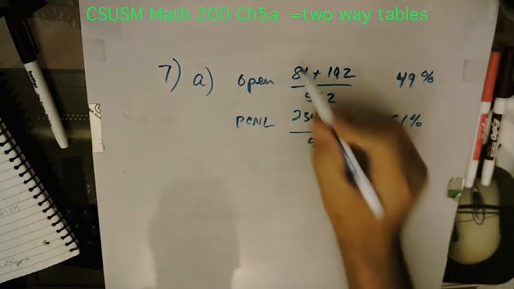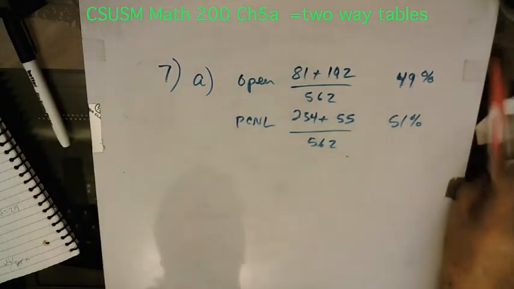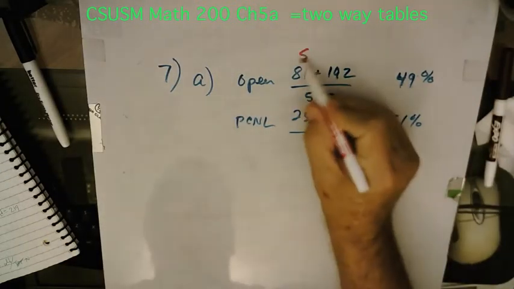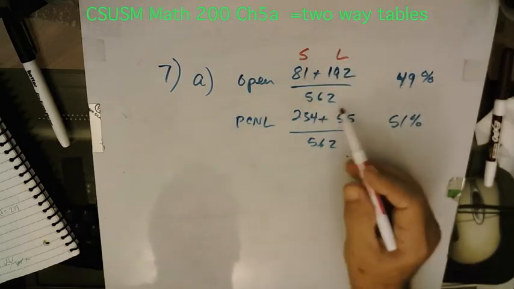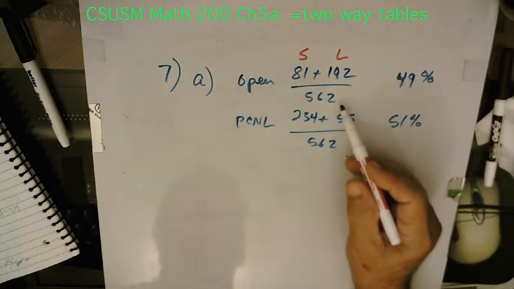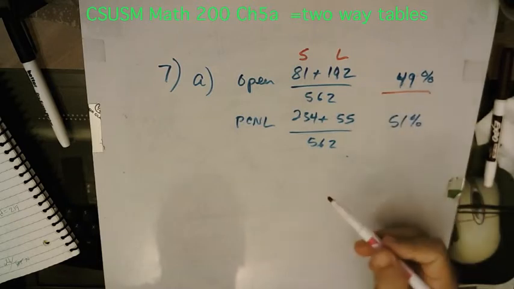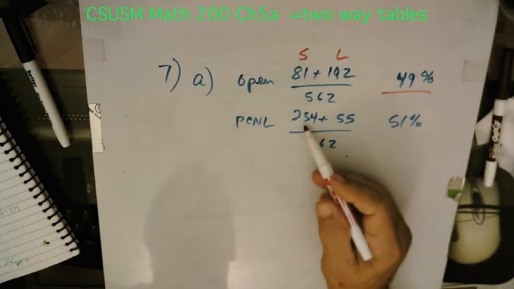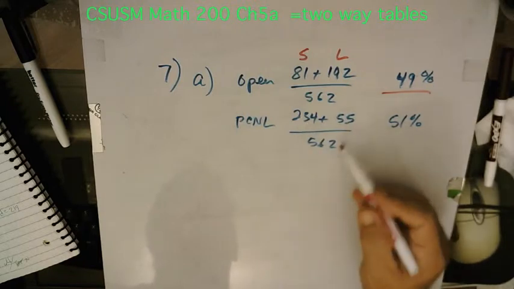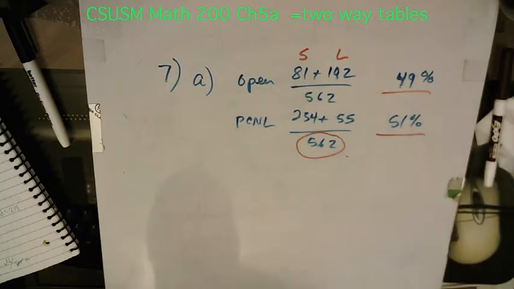So in the open procedure, we combined the 2 values, both small and large, 81 plus 192, over the total of the success column between the 2 charts, for a total of 562. So that came out to be about 49%. Then for the PCNL, we did the same thing. We took the small value and the large value and divided by the total of the success line, and we came out with approximately 51%.